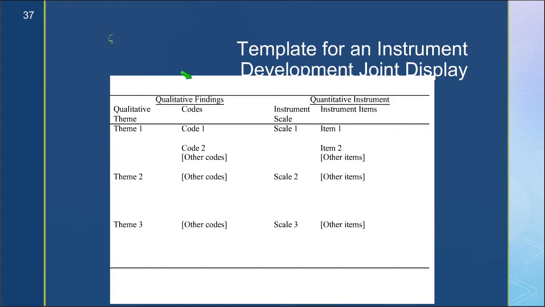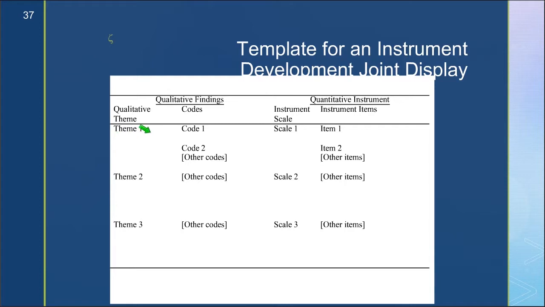So here, I start with this big column of qualitative findings. And again, this is just showing the flow of procedures that happens in this design. On the right side, I have this column for my quantitative instrument. This is organized by themes. You could organize it in different ways. It could be by a conceptual model, for instance.